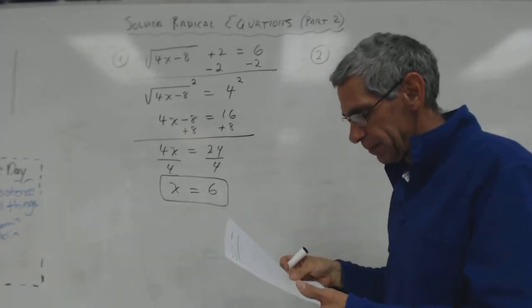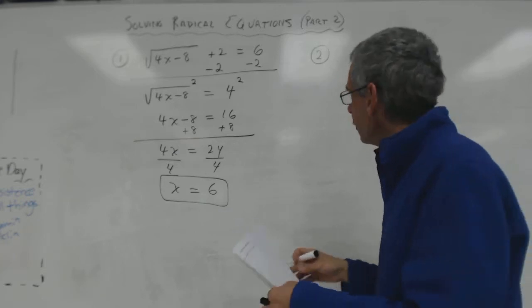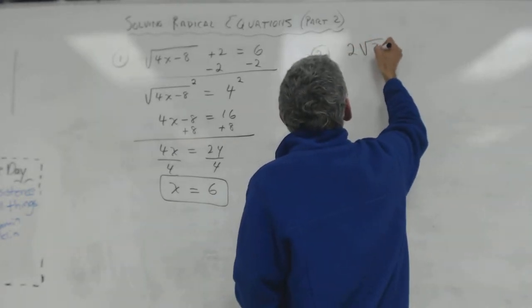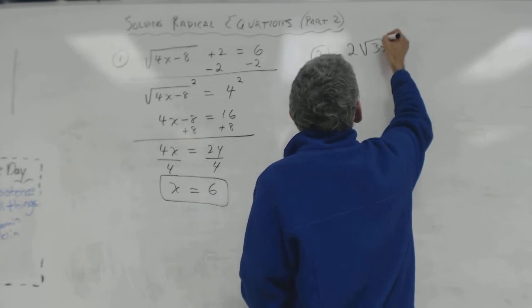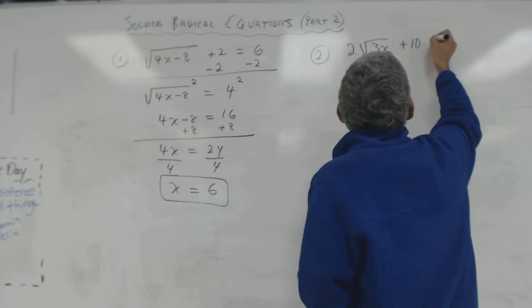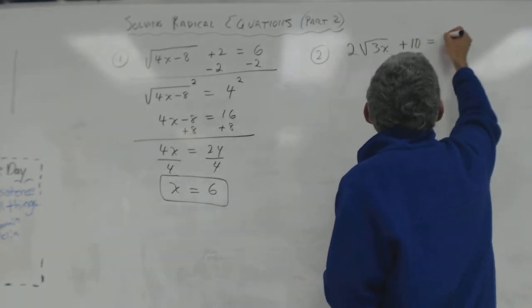What if I did something like this? 2 square root of 3x plus 10 equals, I don't know, 20.